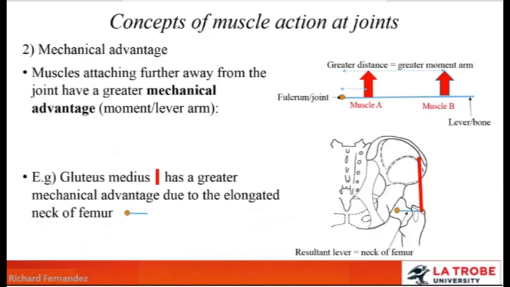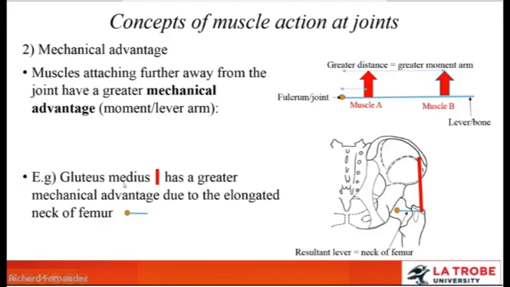The other factor we need to consider is mechanical advantage. This refers to the moment arm, or the force generated along a lever. Muscles inserting further away from the joint have a greater mechanical advantage in that they will have a greater moment arm. Here we can see two muscles of the same size, muscle A and muscle B. Because muscle B is a greater distance away from the joint or fulcrum, it will generate a greater moment arm, or it will have a greater mechanical advantage.